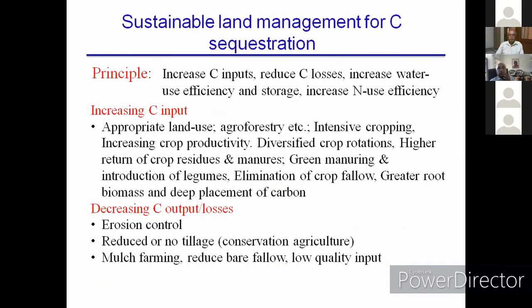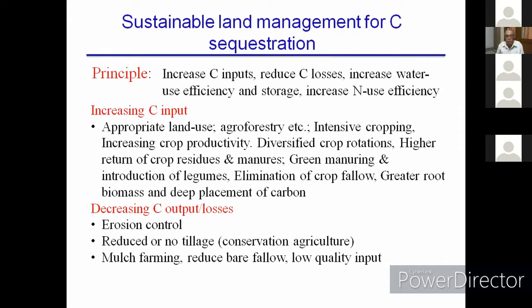Now, when I said that we can bring 20, 30 gigatons of carbon back to the soil, what is the principle? How to do it? As I said in the beginning, we have to increase carbon inputs to soil, and we have to minimize carbon output or carbon losses. And then we have to simultaneously improve our resource use efficiency, what we say water use efficiency, nutrient use efficiency, and energy use efficiency. And all that will take care of our carbon sequestration issues.